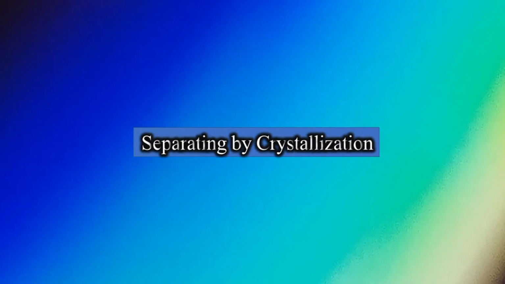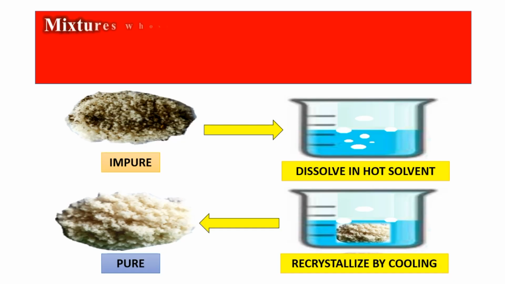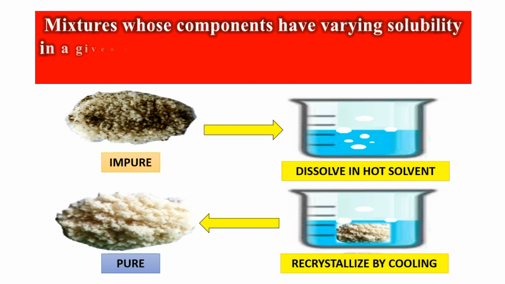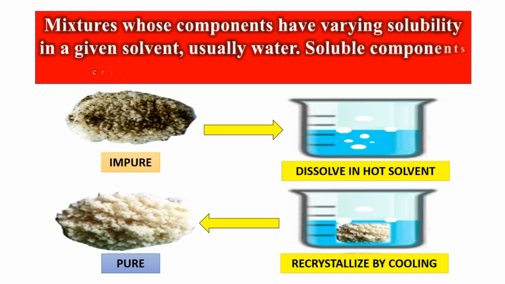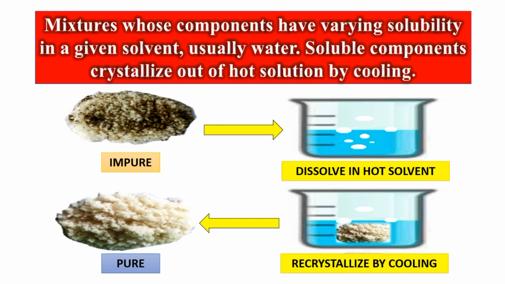Separating by crystallization. Mixtures whose components have varying solubility in a given solvent, usually water. Soluble components crystallize out of hot solution by cooling.